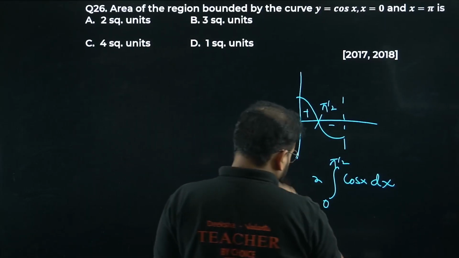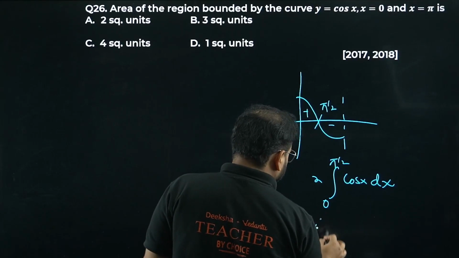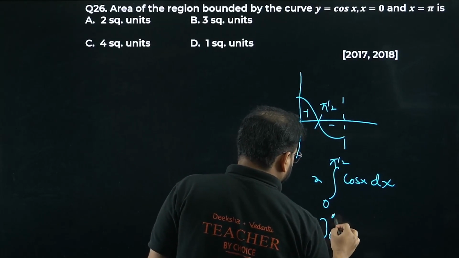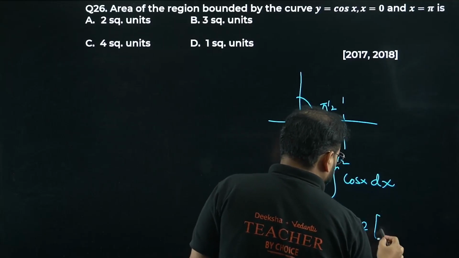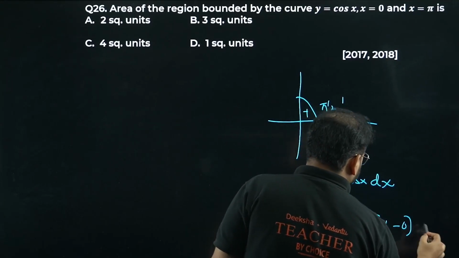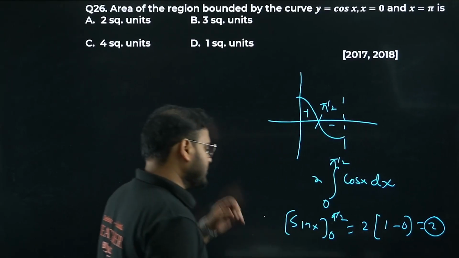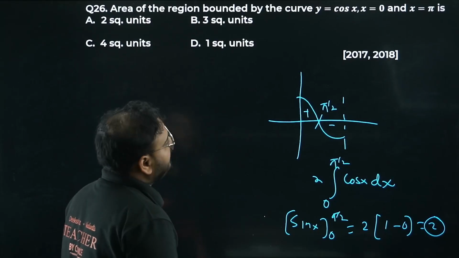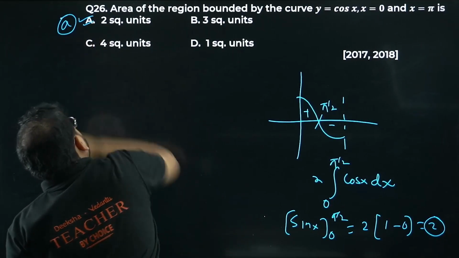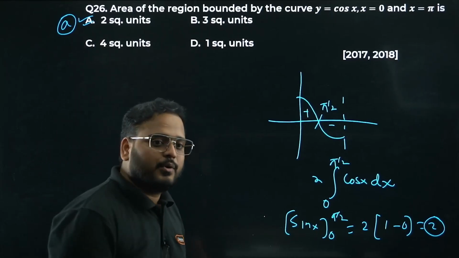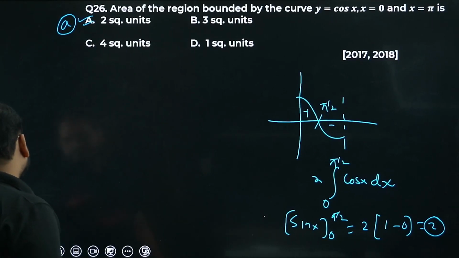So cos x integration will be sin x, na? From 0 to pi by 2. 2 is outside. You get this as 2 times sin pi by 2, which is 1, minus 0. Answer will be simply 2. Sin pi by 2 is 1. Sin 0 is 0. 2 into 1 will be 2. Answer is A. Please check. 26 is done. 27 now.